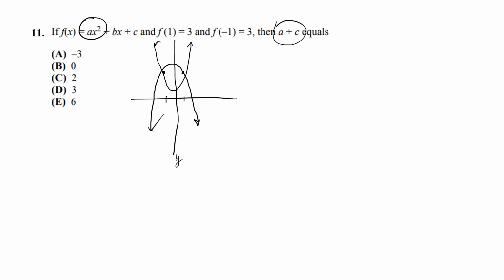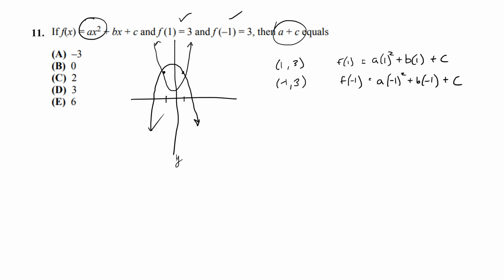So what does a plus c equal? We're given this info, and we should probably use it. We basically know 2 points. We know 1 maps to 3, negative 1 also maps to 3, as we sort of tried to sketch out in this diagram on the left. So why don't we plug that in? So we have f of 1: a times 1 squared plus b times 1 plus c. And we have f of negative 1 equals a times negative 1 squared plus b times negative 1 plus c.